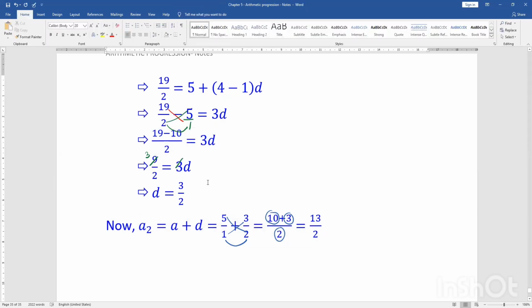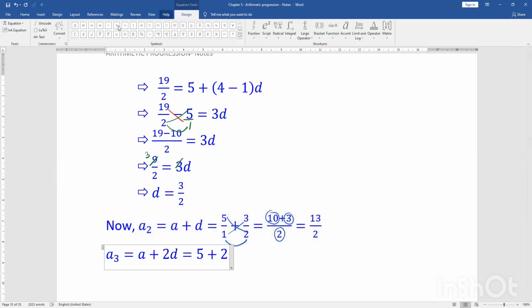Then we have A3. Let us find out A3. So what is A3 equal to? A3 is A plus 2D. Correct, sir? Now I write like this: equals A is 5. 5 plus 2 into D. So D is how much? 3 by 2.